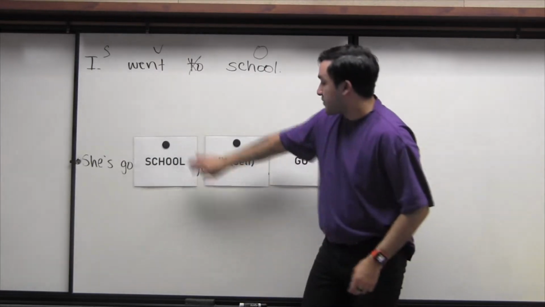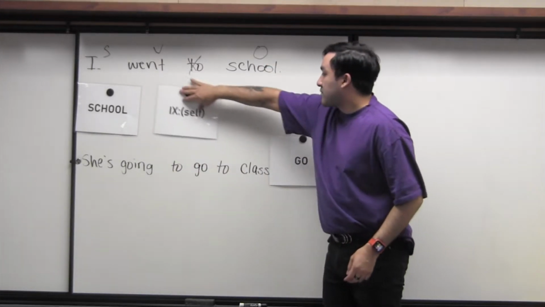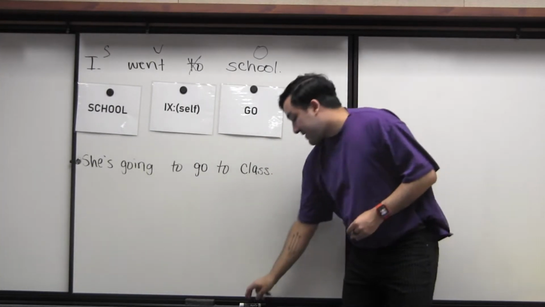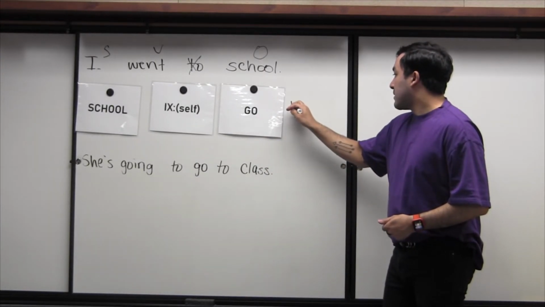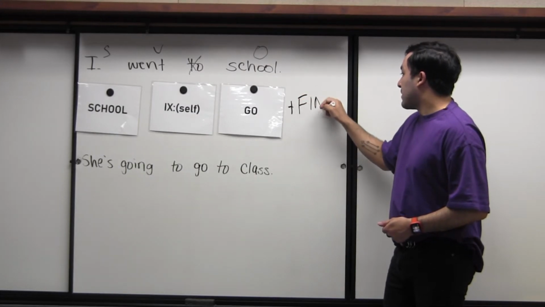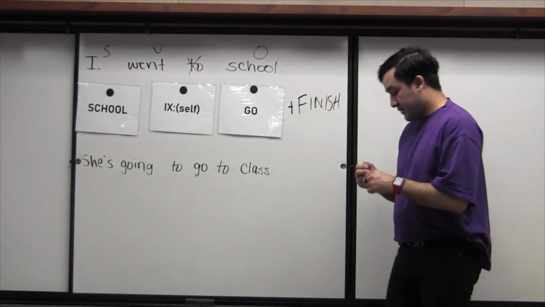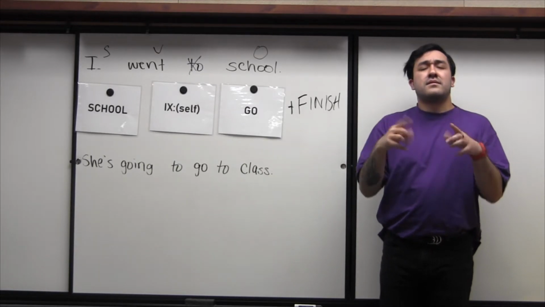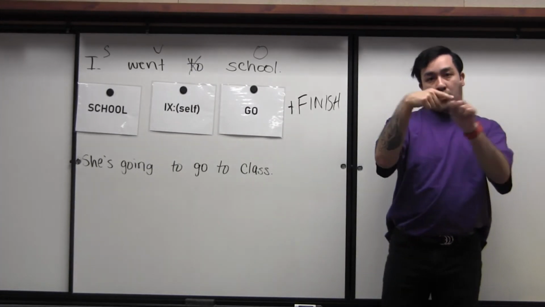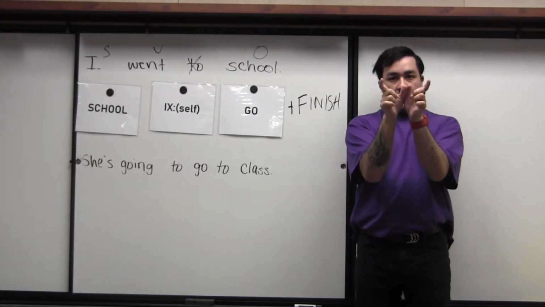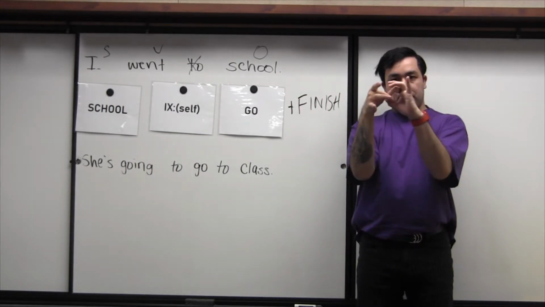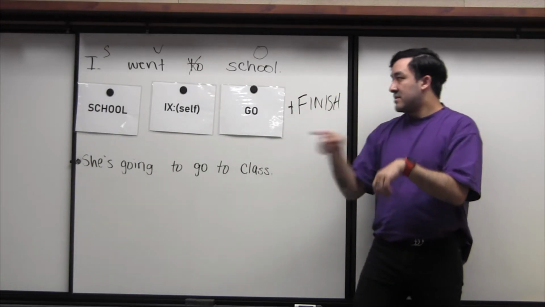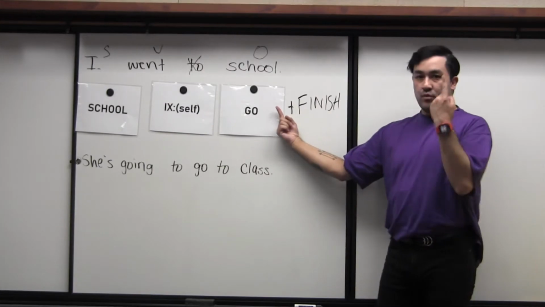In addition to adding a generic sign, there's actually another way we could set up past tense. So we could add, and I don't have a sign for this, so I do have to write it out, plus finish. So we could add the sign finish, and when we add the sign finish to go and sign them together one after the other, they're connecting and this is becoming a past tense sign. This is becoming went.